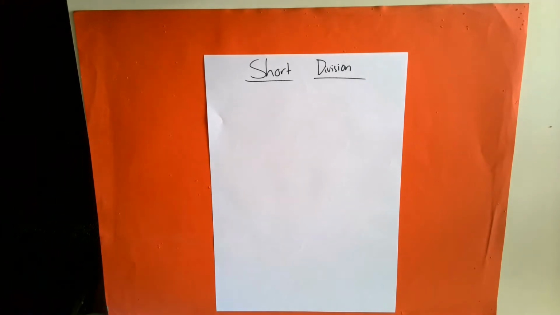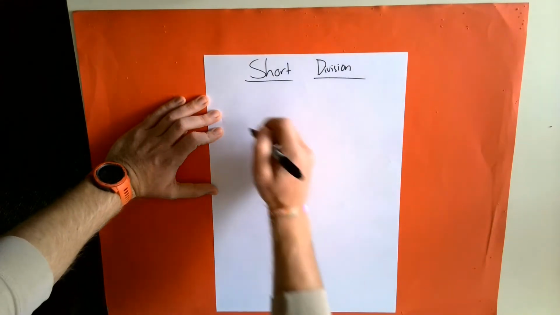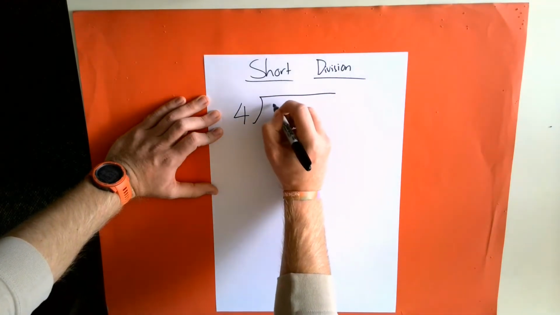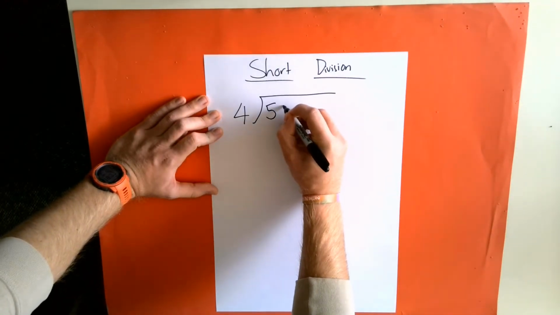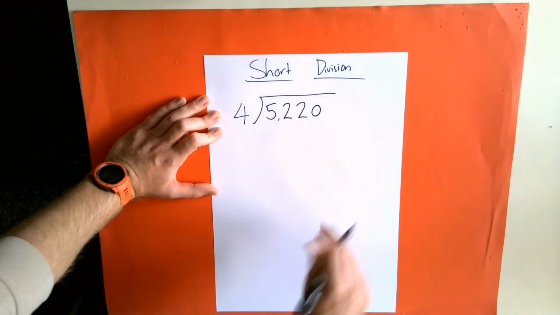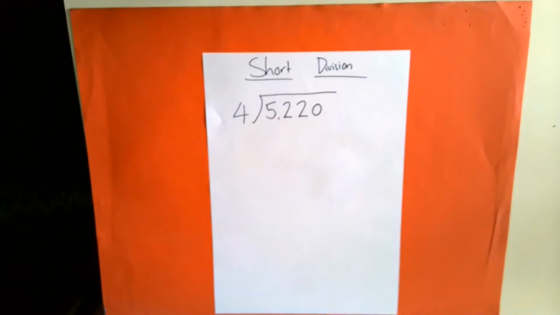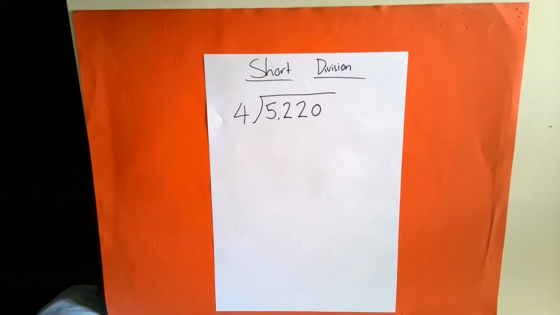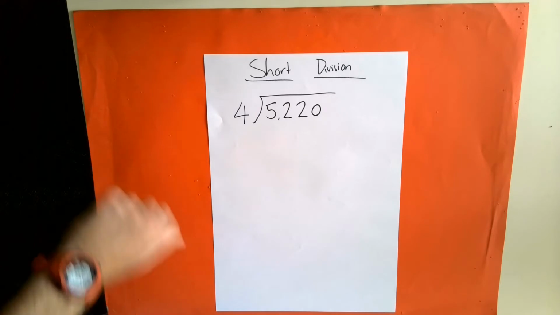Hey guys, today we're going to be looking at short division and the reverse method to check our answer after we think we've got the correct answer. So first of all, our first sum is going to be 4 divided by 5,220. When we're doing division, we're looking at how many times this 4 can go into our next number without going over, which is the important thing.